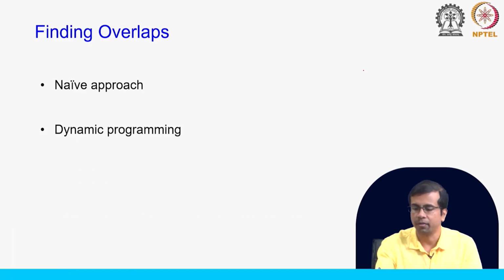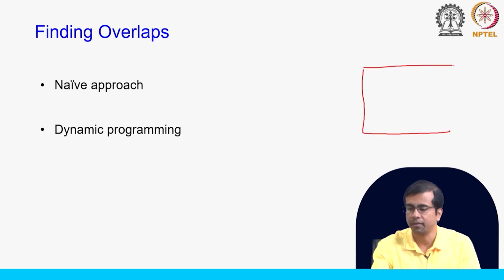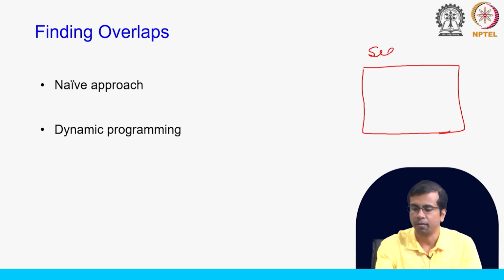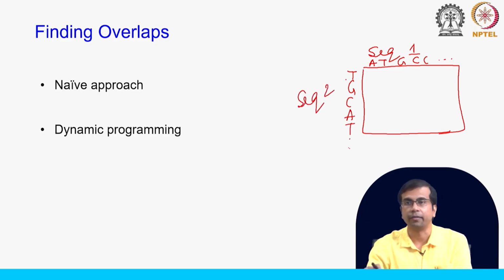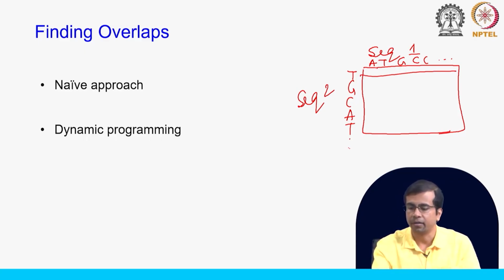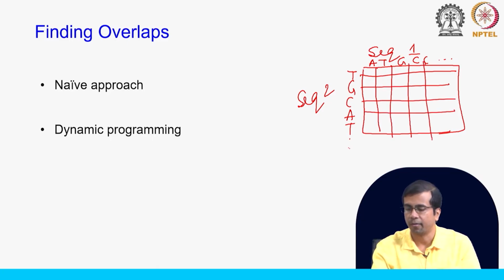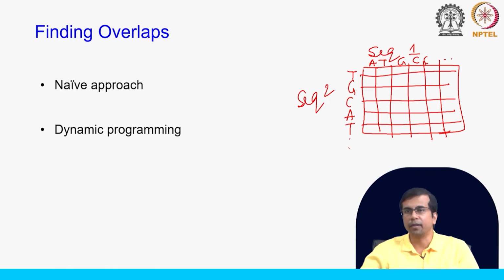In dynamic programming, we build a matrix something like this, and in one direction we have sequence 1. These are the bases, maybe A, T, G, C, C, and so on. In the other direction, maybe we have sequence 2. So we have these two sequences, one along the rows, one along the columns, and then we build up this matrix with the match and mismatch scores, and also the gap opening penalty or gap extension penalty. Those who are familiar with local and global alignment algorithms will know what dynamic programming is.